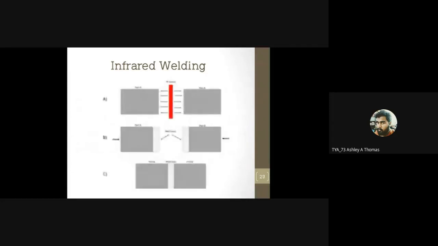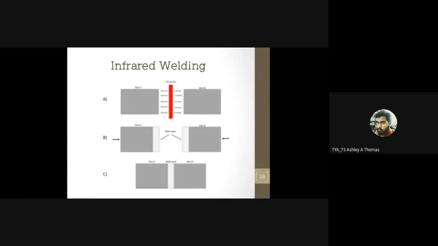Here is the picture. The names are not visible, but let it be. There are two parts kept aside, and in between them there is the infrared source. This red part is the infrared source, the infrared gun. When power supply is given to the infrared source, it gets heated and infrared radiations come out of the surface and fall on the component surface, which will melt down. Then just pressurize it and it will be joined together.